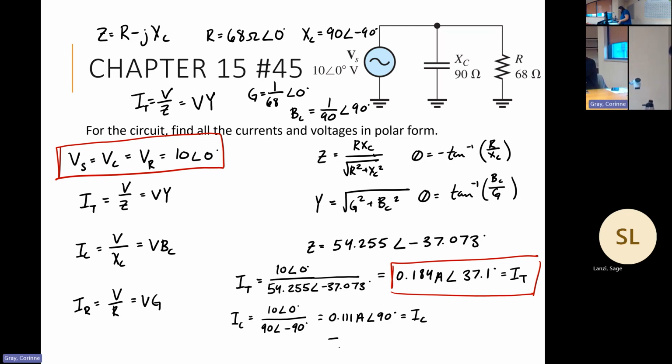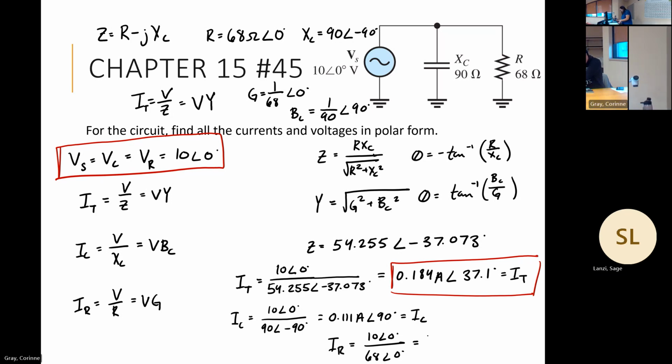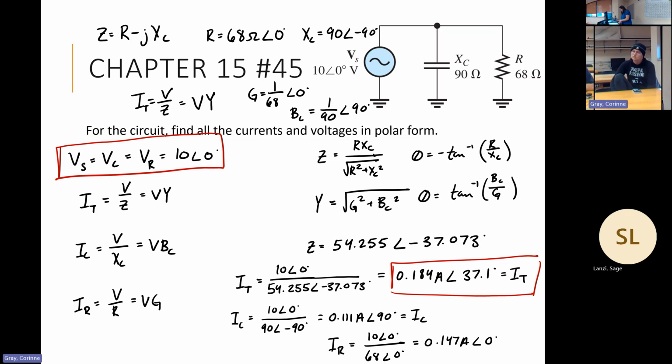And then for IR, again, I'm going to use that same voltage value. This time I'm going to have 68 at 0 degrees. So that is going to get me 0.147 amps, 0 degrees. Again, assuming I did math right.